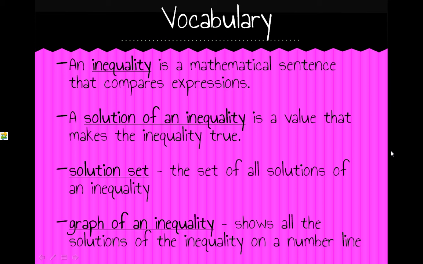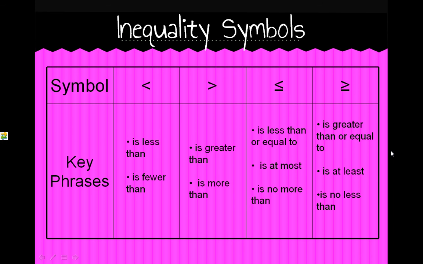So let's look at that a little bit further. Okay, with equations, you had an equal sign. With an inequality, you're going to use these inequality symbols. You have less than, greater than, less than or equal to, or greater than or equal to. There's also a few more key phrases to remember whenever you're writing inequalities, such as is fewer than, is more than, is at most, is no more than, is at least, and is no less than. It would be important to know these key phrases if you have a hard time visualizing what goes where.